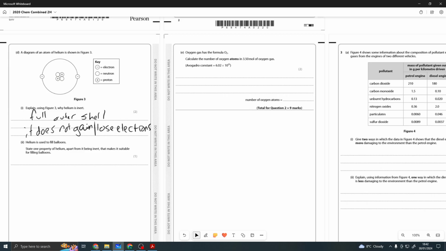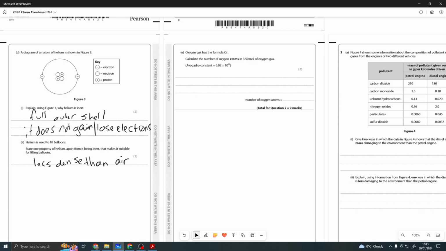It says helium is used to fill balloons. State one property of helium, apart from being inert, that makes it suitable for filling balloons. Well, it's less dense than air. We've all had balloons filled with air. They just fall. They're all right, but actually a helium one's far more fun, and you get to play with the helium afterwards and make your voice very, very squeaky there, which is very nice.